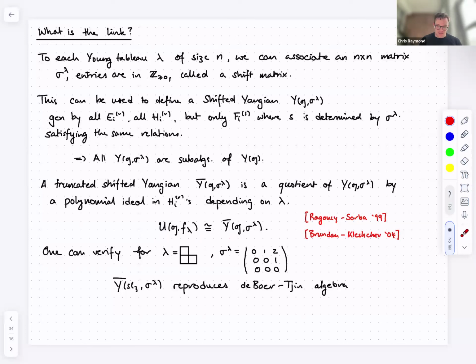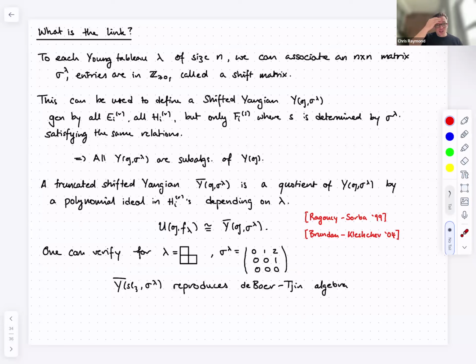So this was first observed in GL_N by Ragoucy and Sorba for only what are called rectangular partitions. This formalism was generalized by Brundan and Kleshchev in 2004 to all the Yangians related to GL_N, and then there's been much more work after that, restricting things to these ADE types. Now you can verify, you can take, for example, this lambda, you can fill it in appropriately according to their rules, you write down this matrix here, this is our shift matrix, and you can show that this truncated shifted Yangian reproduces this de Boer-Chin algebra that I wrote down before. It's a little bit of work, but it's all there.